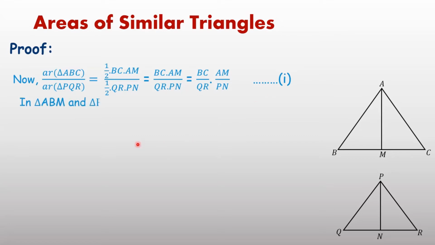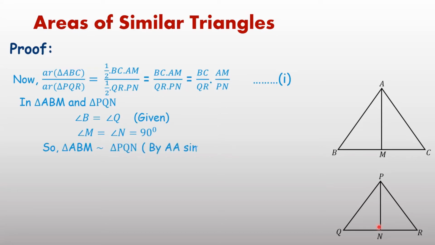Now the next step. In triangles ABM and PQN, can you prove these two triangles are similar? Angle B equals angle Q. These two angles are equal because it is given that triangle ABC is similar to PQR. Therefore, corresponding angles are equal, so we can write B equals Q. Angle M equals angle N equals 90 degrees. These two angles are 90 degrees by construction. Therefore, these two triangles are similar by AA similarity.